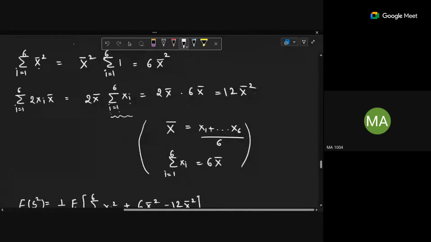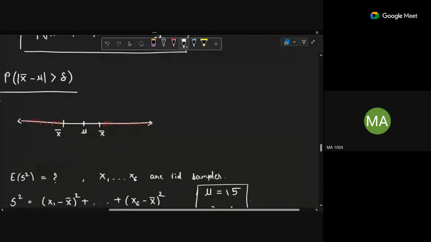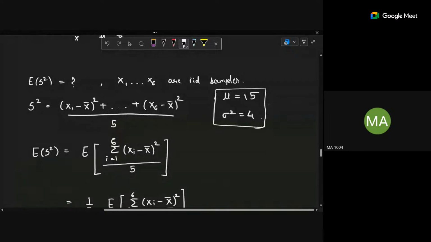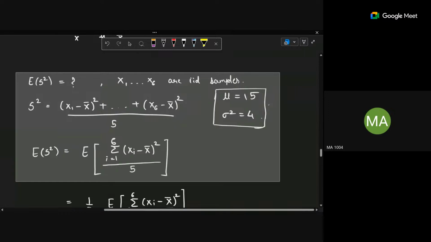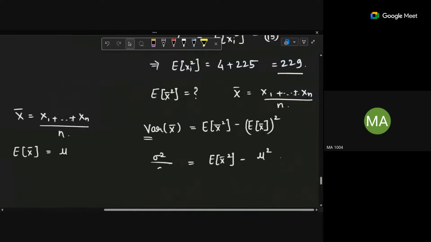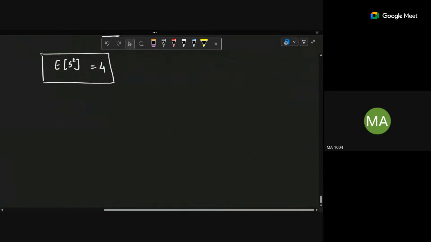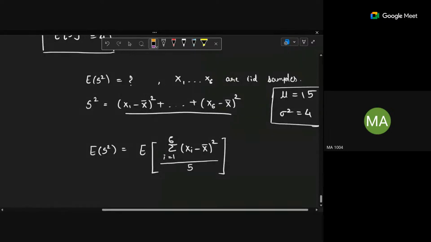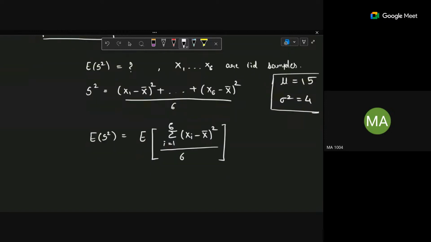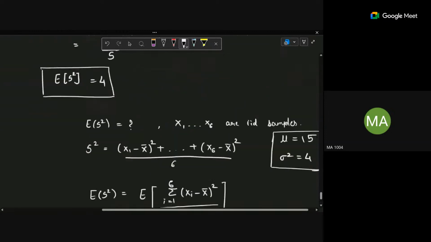Okay. So we are given this, right? Expectation of S square is being asked, where your sample variance is given like this. It's divided by, sorry. Okay. So the only change is this denominator part that is given 6. So yes.